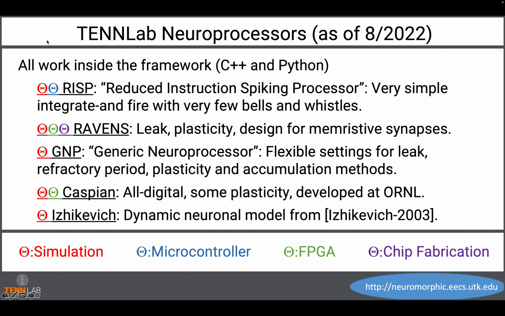I probably should have put it in parens, but we have the neuron model built. This is an interesting dynamic neuron model that comes from a paper in 2003 with very interesting dynamics in it. Now you'll notice I have these little Greek symbols color-coded. Red means these are done in simulation, which of course all of them are. And then there are differing levels of hardware implementation.